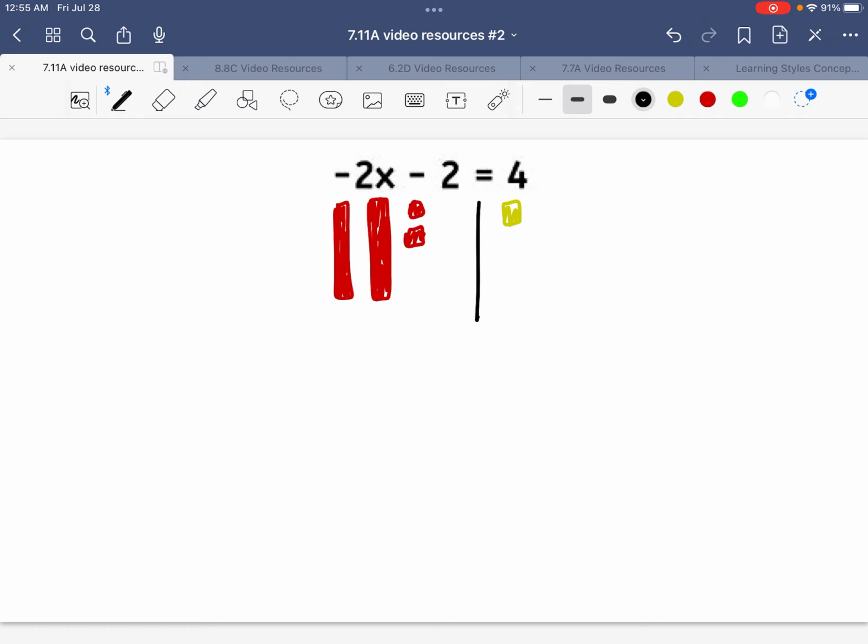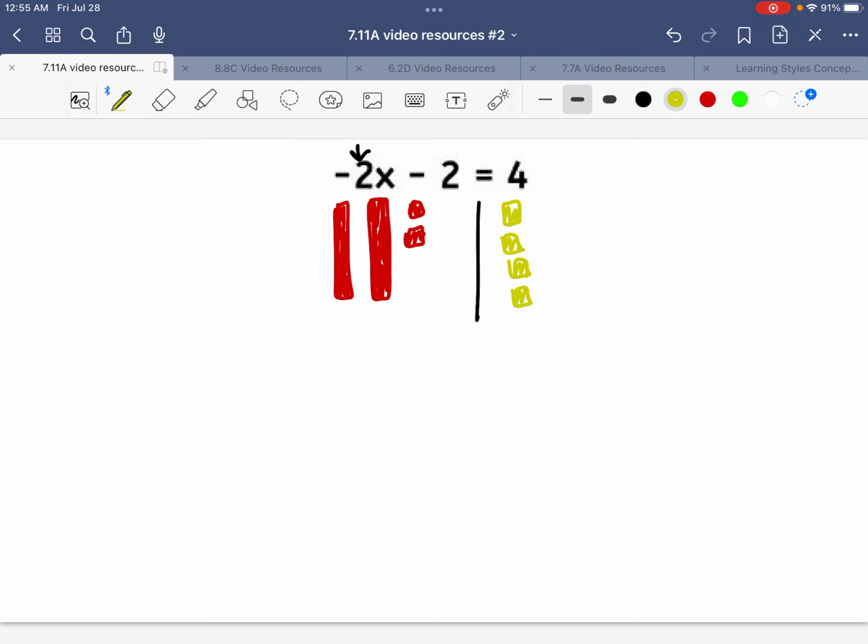Again, very similar to the other one. We have our 2 negative x's. Notice this time it's represented with red x's because this coefficient told me that not only were there 2 x's, but they were negative. We have minus 2 represented by our 2 negatives, and then we have 4 positives.